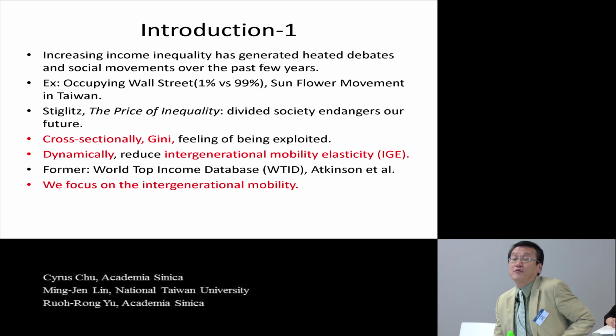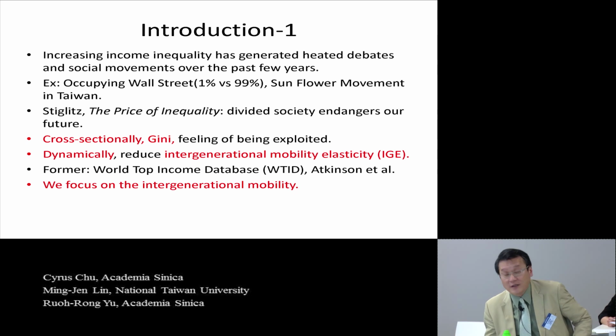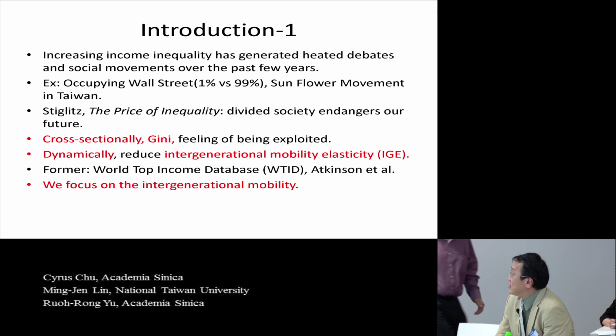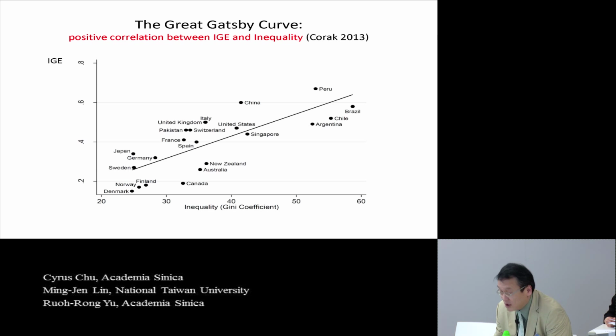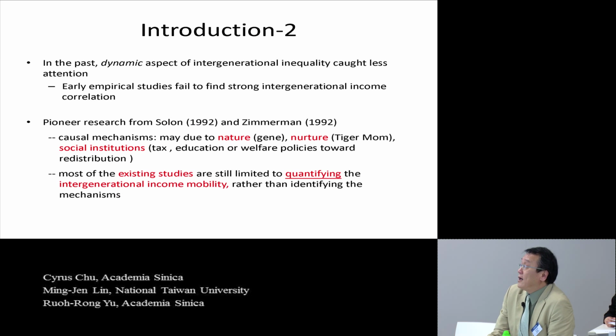But there is always a correlation between the static and dynamic measures. For instance, Denmark, a country with a low Gini coefficient, usually has a low IGE, weak intergenerational transmission. In the past, most of the research focused on quantifying the IGE. Not much discussion about the mechanism behind it: nature, nurture, social institution.